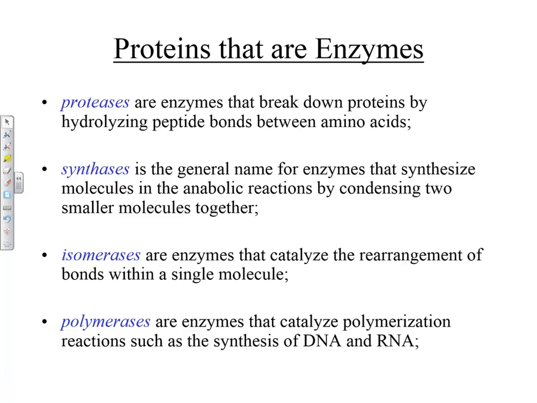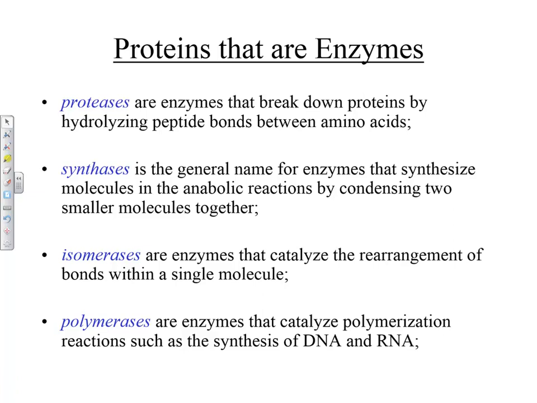Isomerases. These are enzymes which will catalyze the rearrangement of bonds within a single molecule. Remember, I talked about in organic chemistry, you have several instances of isomers. You have the same molecular formula but different structural formula with completely different properties. So how do you go from one isomer to another? That is facilitated by an enzyme that would be called an isomerase.